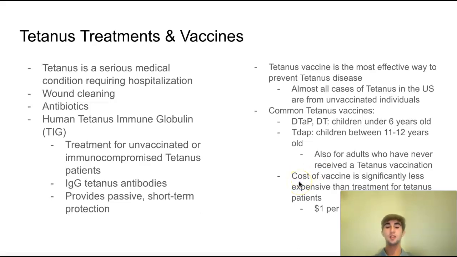I think it's important to note that the cost of the vaccine is significantly less expensive than treatment for tetanus patients. There was a study done that showed the effective cost of a vaccine per person, the development and transport of the vaccine, is around $1 per person versus these extensive medical procedures that can cost up to hundreds of thousands of dollars.